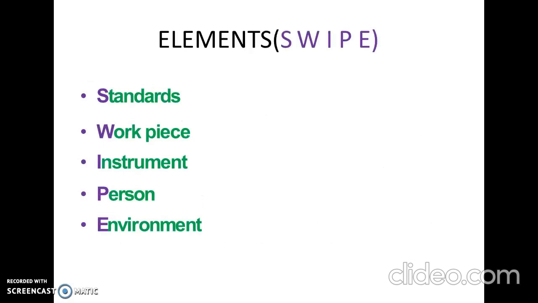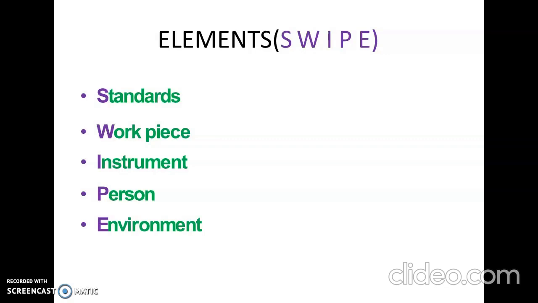Our next topic is elements of measuring system. The elements of measuring system are simply known as SWIFT. S for standard, W for workpiece, I for instrument, P for person, E for environment. Number 1, standard: the physical quantity or property relative to which quantitative comparison is made.